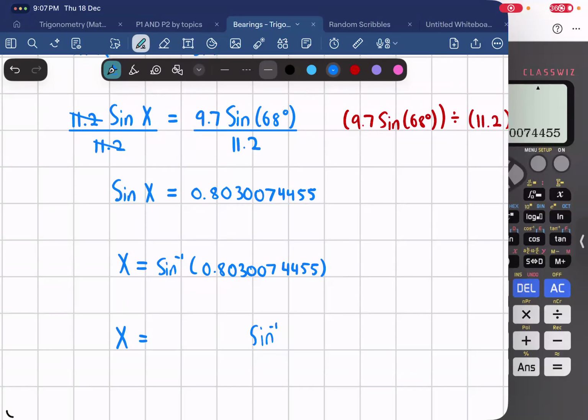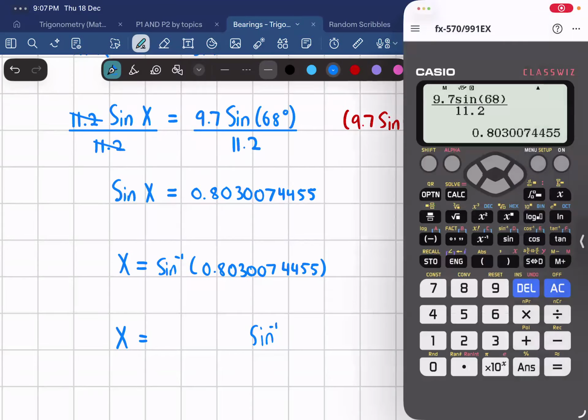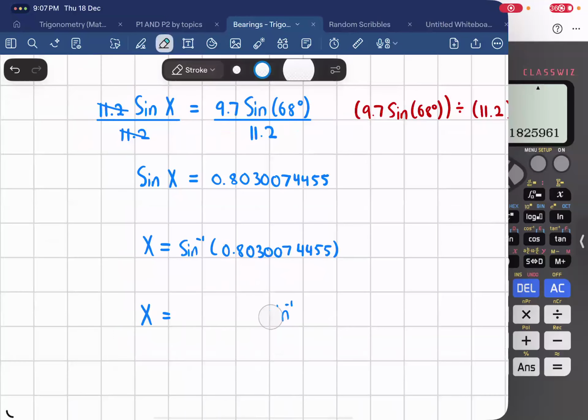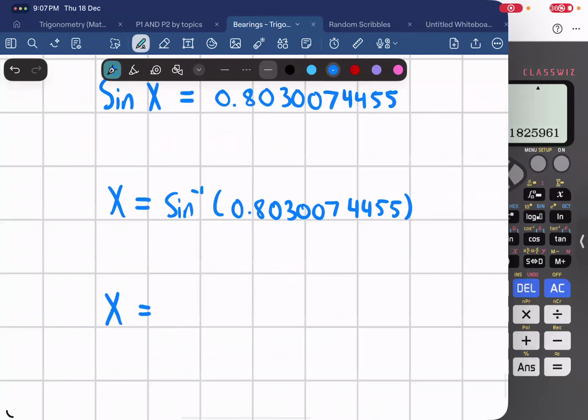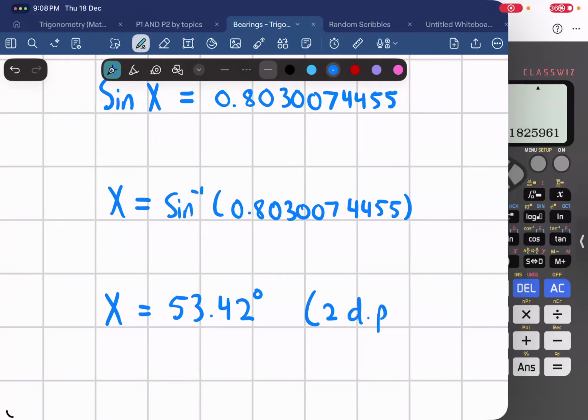Okay. You got the sine minus one? Yes, sir. When you found the sine inverse of 0.8030074455, what did you get? 53.41. 53.42, if you round it off to two decimal places, because of the number after. Nice. So 53.42 degrees, and I can put in brackets, to two decimal places.